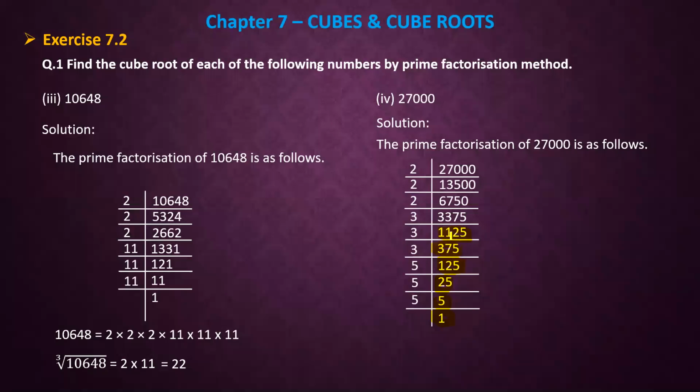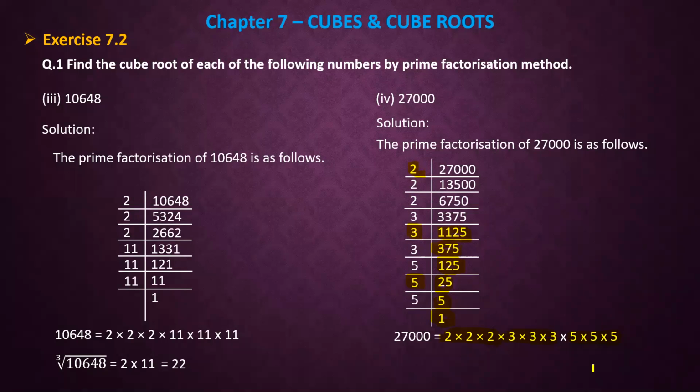Now here, if we observe, 3 prime factors are repeated. The first one is 2, the second one is 3, and the third one is 5. If we see the proper arrangement of those prime factors, then 2 is repeated 3 times. That means the first triplet is formed. Then again 3 is repeated 3 times, so the second triplet is formed. And the third triplet is of 5. So all the prime factors are in triplets.